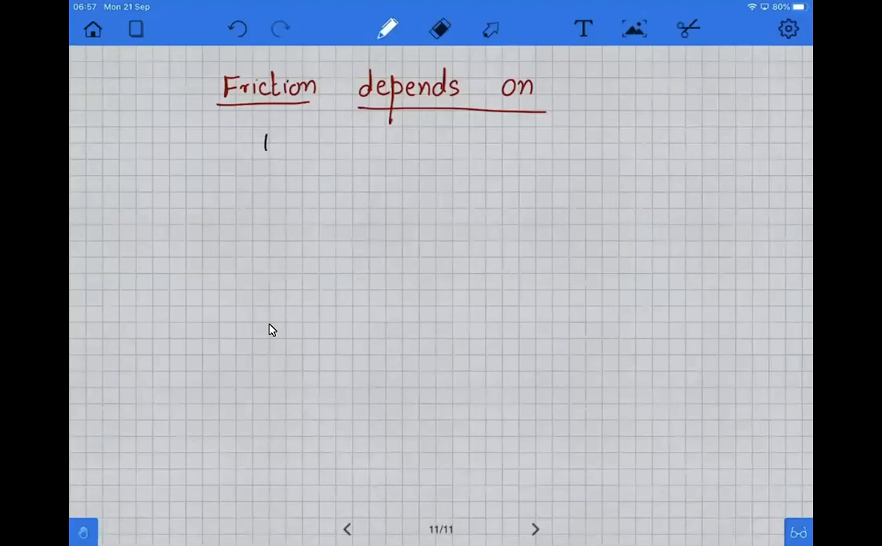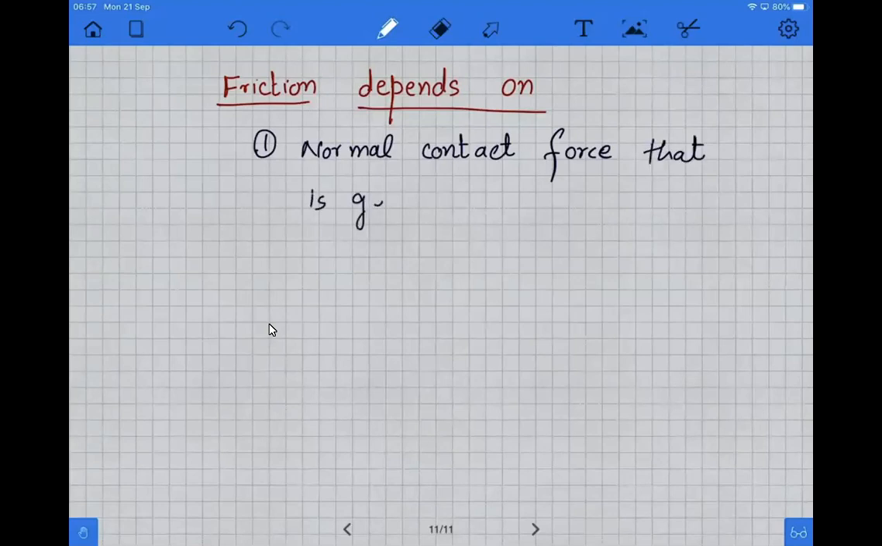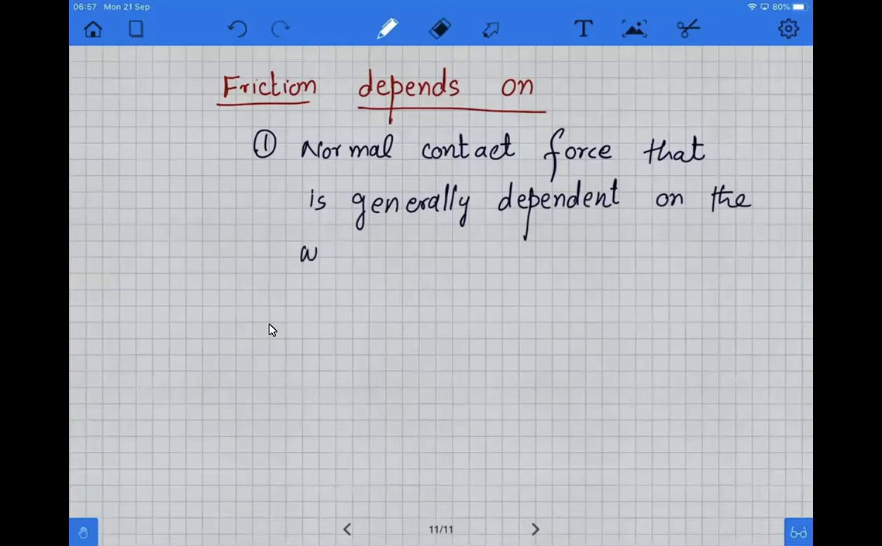the first factor on which friction depends, which is the normal contact force, that is generally dependent on the weight. That's why the objects with heavy weight are difficult to move. They will have a high value of normal contact force and hence a higher value of friction.